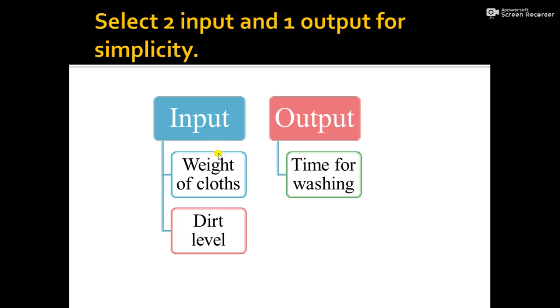That is nothing but inputs. What we are going to select is weight of the clothes and dirt level, and output what we are going to select is time for washing.